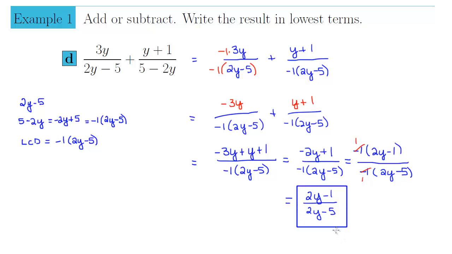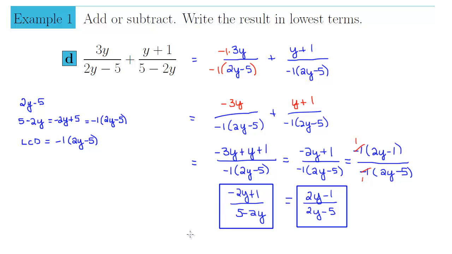This is probably the answer that you'll see in the back of a book, or which MyLabs Plus will give you. But this is equivalent, and notice we could rewrite this if we wanted to. It's equivalent to negative 2y plus 1 over negative 1 times 2y minus 5, which remember is simply 5 minus 2y. So you might also see this answer written like this. And these two are the exact same thing. They differ by a factor of negative 1. So let me also box this answer.